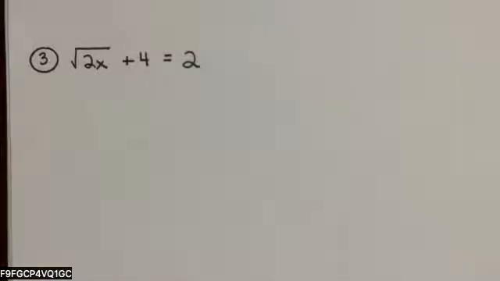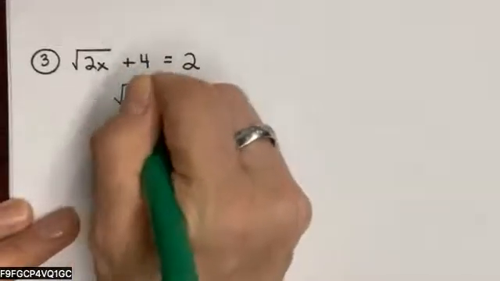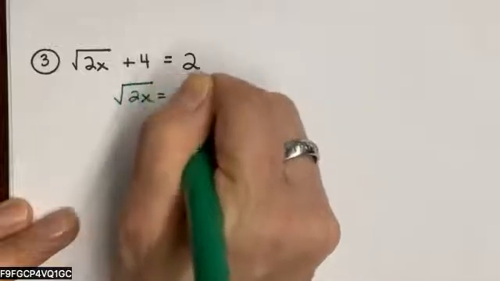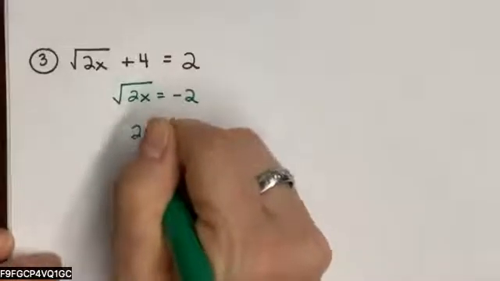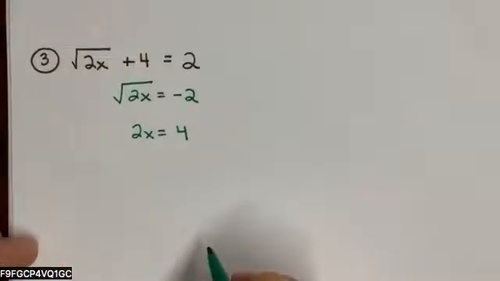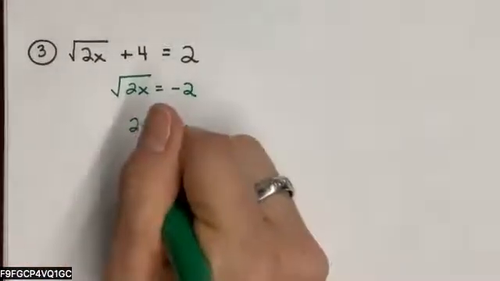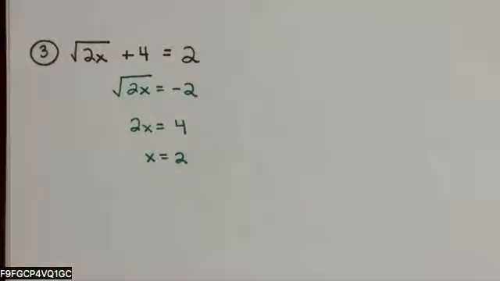So here's this one. There's that +4. It's out of the square root, so I'll go ahead and subtract it to the other side. Now to get rid of that square root, I've got to square both sides. Now, of course, -2 squared is 4, because when you square a negative, you get a positive. And then I'll divide by 2, and I get x equals 2.